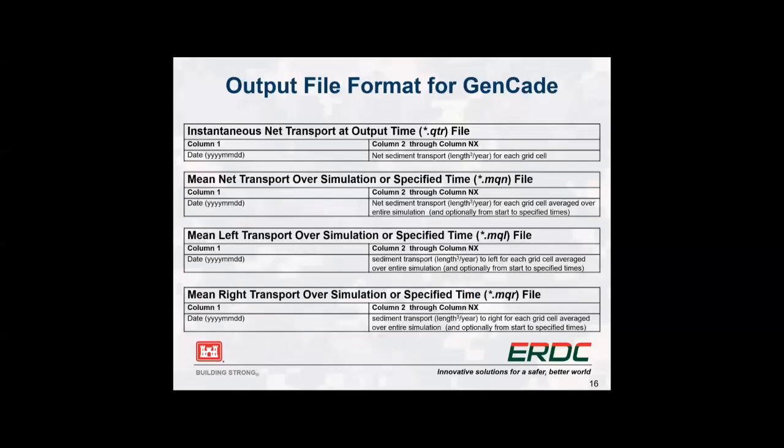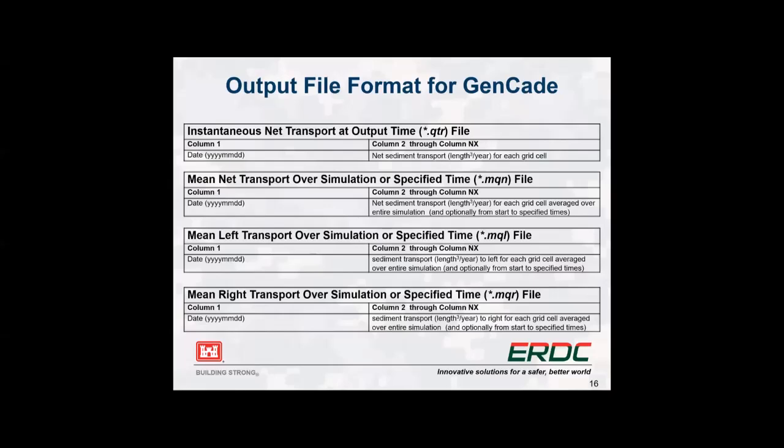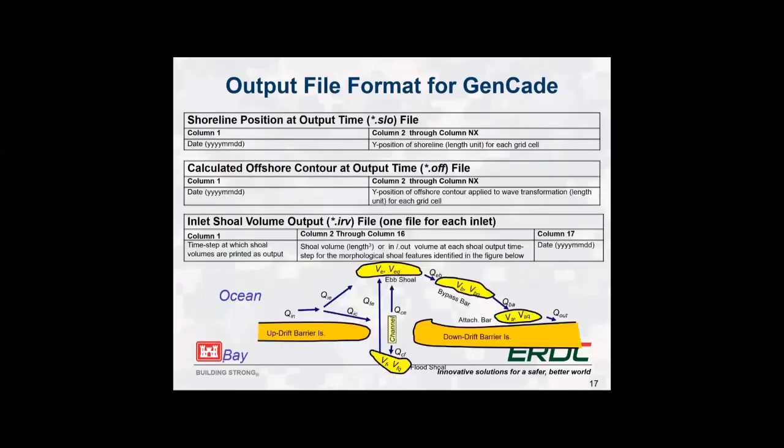For the output files, the biggest one's a PRT file, or no, PRN. But we also get the instantaneous net transport, mean net transport, mean left, mean right. You get the shoreline position file. That's a big one to look at inside SMS. So it's a .SLO file. Yeah, and some of these are not as used. The one I use the most is probably SLO to see that everything is behaving properly.